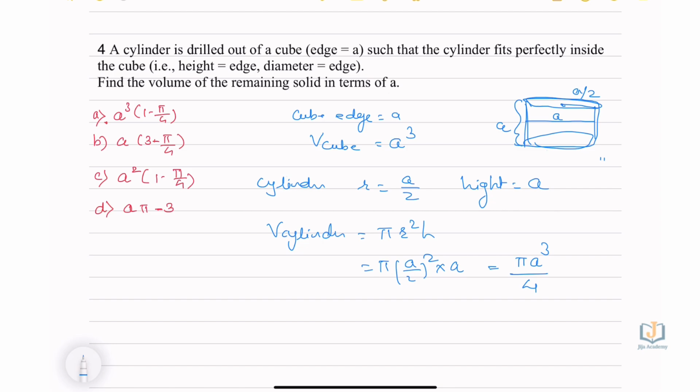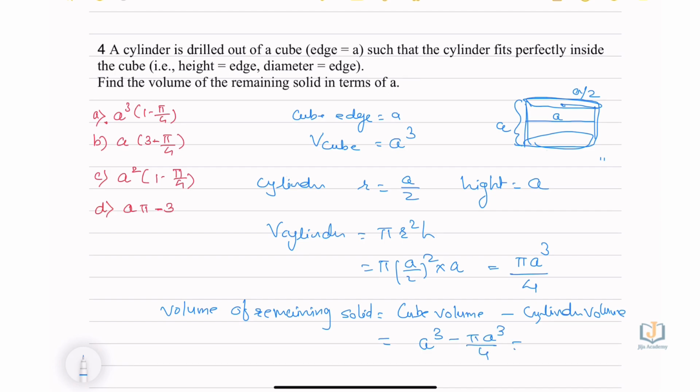So the volume of the remaining solid is equal to the cube volume minus the cylinder volume. So the cube volume is A³ minus πA³ upon 4. So we got here A³(1 minus π by 4). So option C is the correct answer. Moving to the next problem.